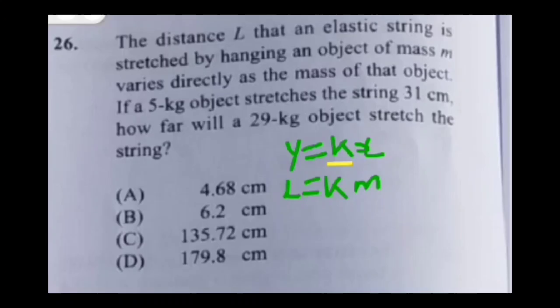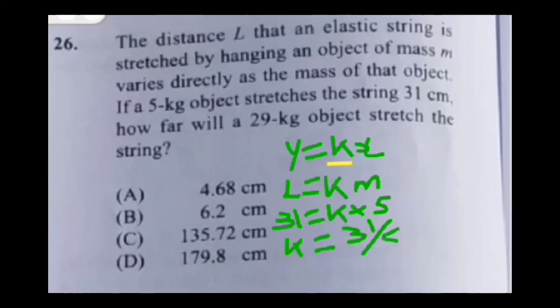We were given the first distance or length that the string stretches, which was 31 centimeters, and that was equal to k times our mass that stretched that string, which was 5 kilograms. So to find k, we can move the 5 over the equal sign and make k the subject of the formula. So k is equal to 31 divided by 5, which is equal to 6.2.